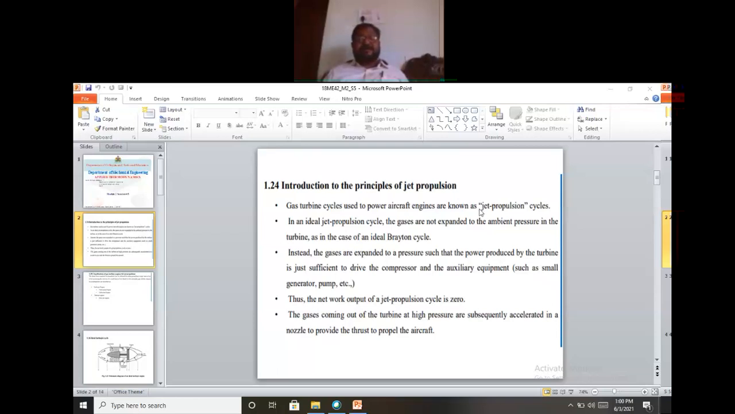Gases coming out from the turbine at high pressure are subsequently accelerated in the nozzle to provide the thrust that propels the aircraft. After the turbine, the gases expelled to the atmosphere are passed through the nozzle. Hence, the thrust, or force, is developed.